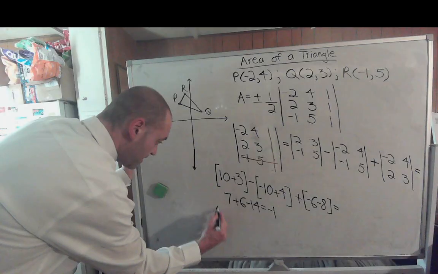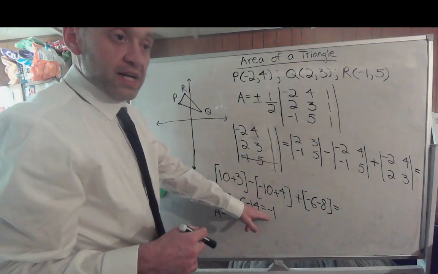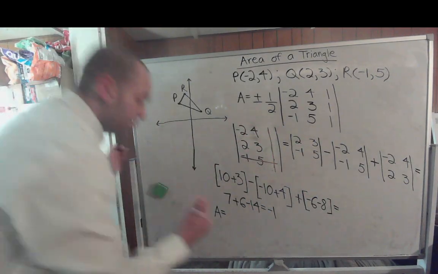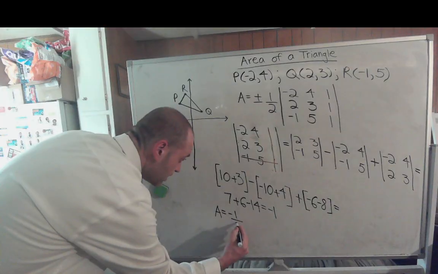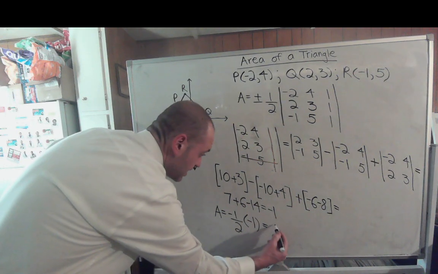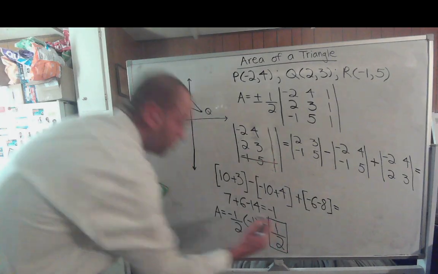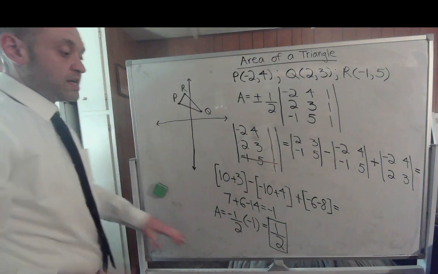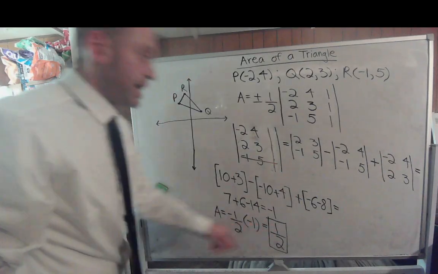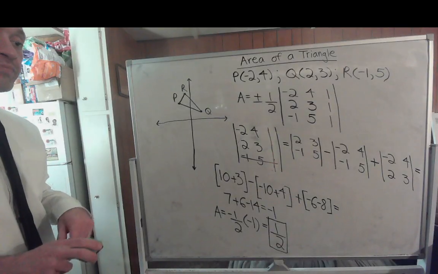So for the area, since our determinant is negative, we need to take -1/2 times that -1 so we can get a positive area. That means the area of this particular triangle is equal to 1/2 square units. So we get an area of 1/2 square units for triangle PQR.